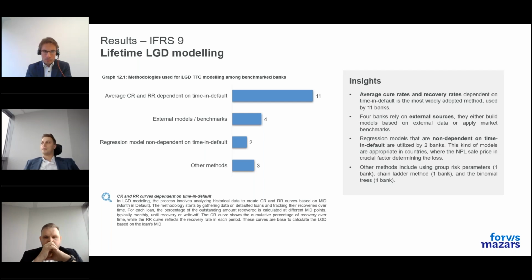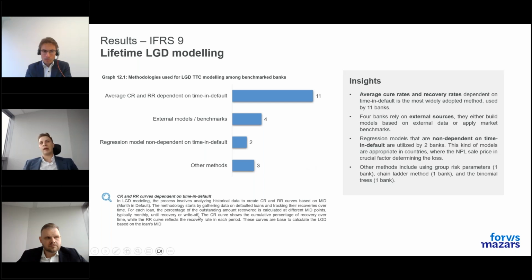They are calculating average cure rate and average recovery rate for given time in default. It can be month in default, it can be quarter in default. The approaches can slightly differ between those banks, but basically they are using those curves dependent on the time in default in order to calculate the LGDs. So in the course of time, measuring from the entering into default, the LGD is increasing, yes, as cure rates and recovery rates are decreasing.